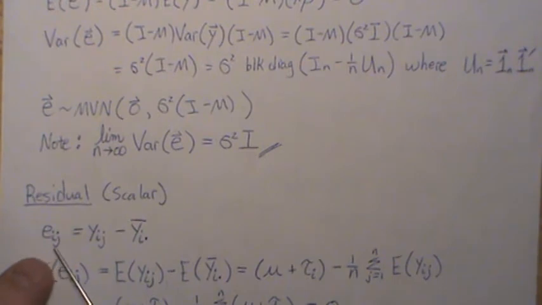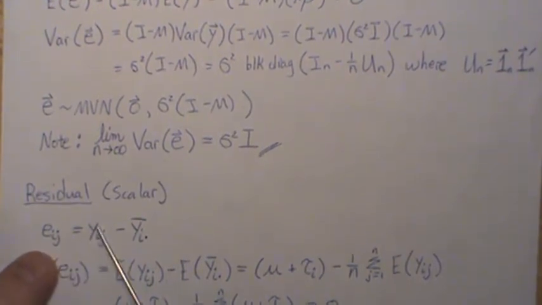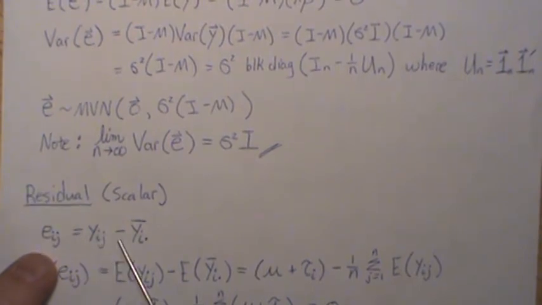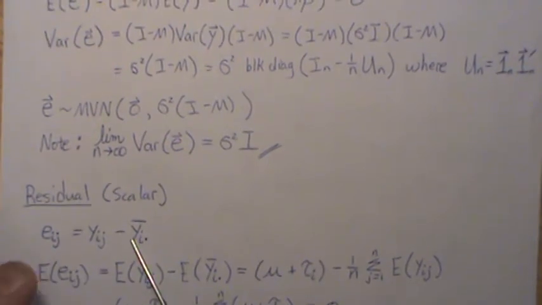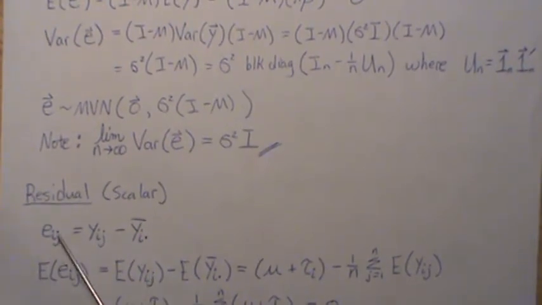So the residual in scalar form is e_ij, which is the ij response minus its fitted value. And again, we hope the fitted model fits perfectly. But if it doesn't, there's a little difference there, and that's what we call the residual.